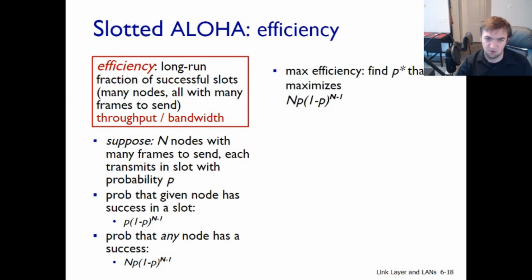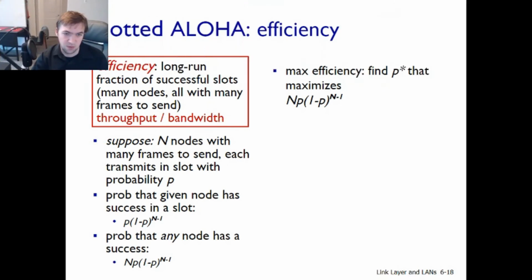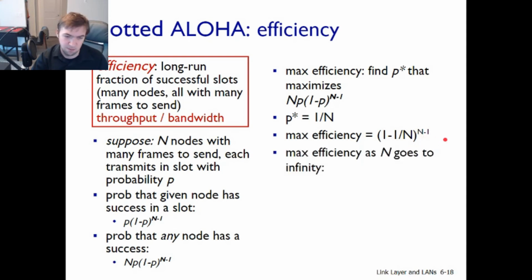So when it comes to the maximum efficiency, we want to find the probability that maximizes this equation, right? So it turns out that what you should select is 1 over how many nodes there are. Kind of makes sense. So that means that the maximum efficiency is, here you can substitute in (1 - 1/n) all to the power of n - 1.